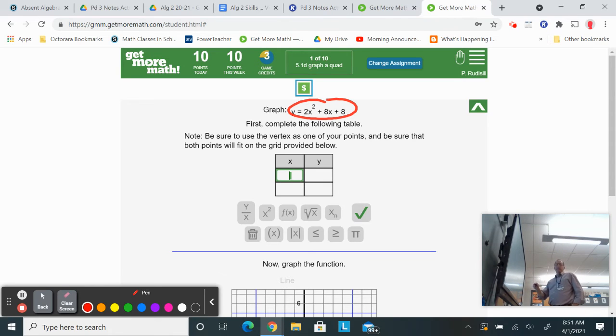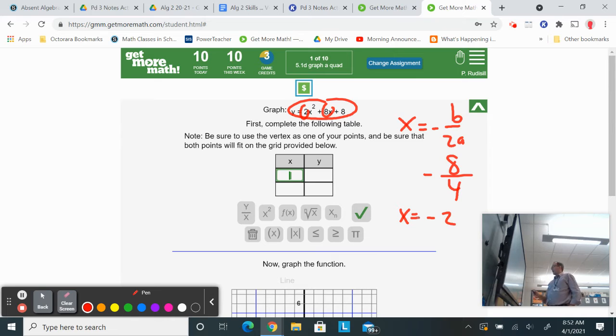So I need to find my axis of symmetry, which will then help me find my vertex. To get the axis of symmetry, I need the b. The b is 8, so 8 goes in the numerator. I need the a, which is 2. 2 times 2 is 4. I need the opposite of that. 8 divided by 4 is 2. Opposite of 2 is negative 2. So that would be my axis of symmetry.